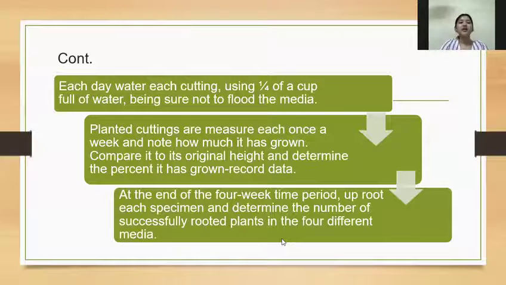And then each day, we will water each cutting using a quarter cup of water, where we make sure that it is not being flooded in the media. Then the planted cuttings are measured once a week, and we take note on how much it has grown, and then we compare to its original height, and we determine the percent it has grown in a recorded data. And then lastly, at the end of the 4-week time period, uproot each specimen and determine the number of successfully rooted plants in the 4 different media.